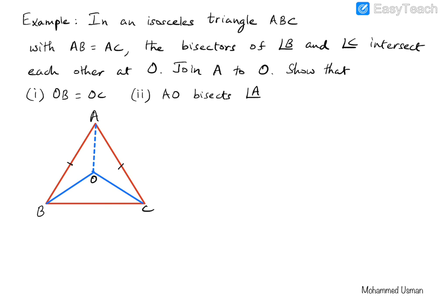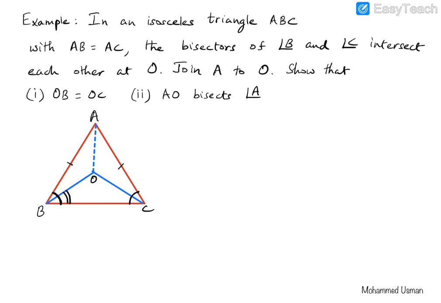To prove this, first of all, we will use the theorems that we have seen in this lecture. Since we have the sides AB equal to the side AC, then angle B must be equal to angle C. Angles opposite to equal sides are equal. So the total angle B and the total angle C are equal.